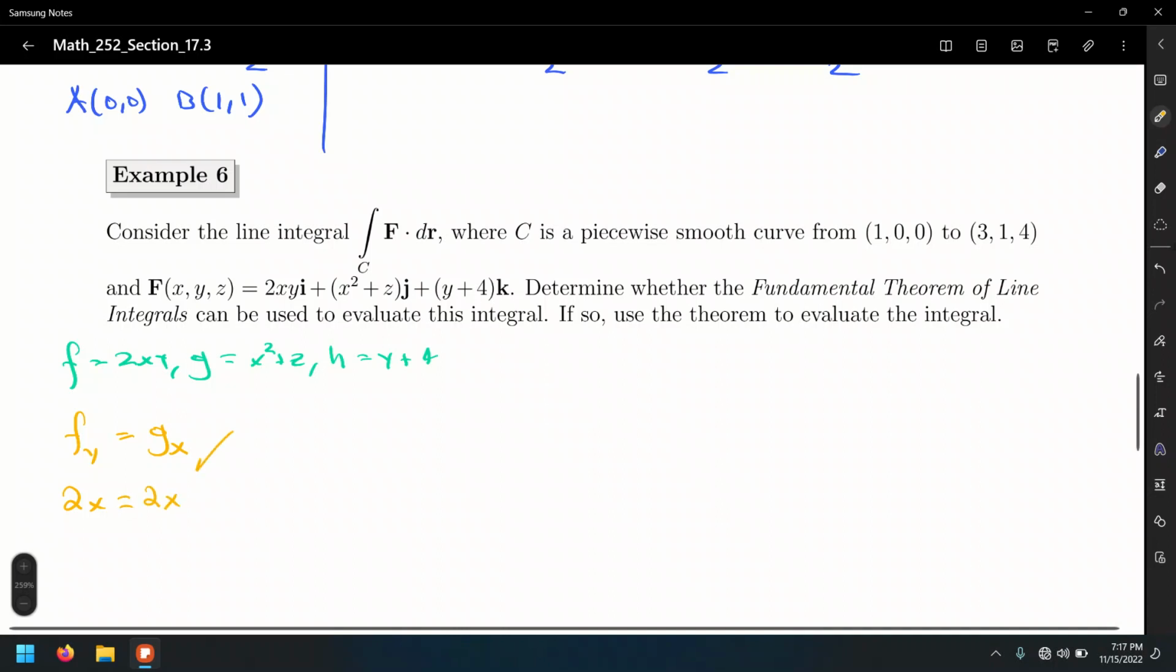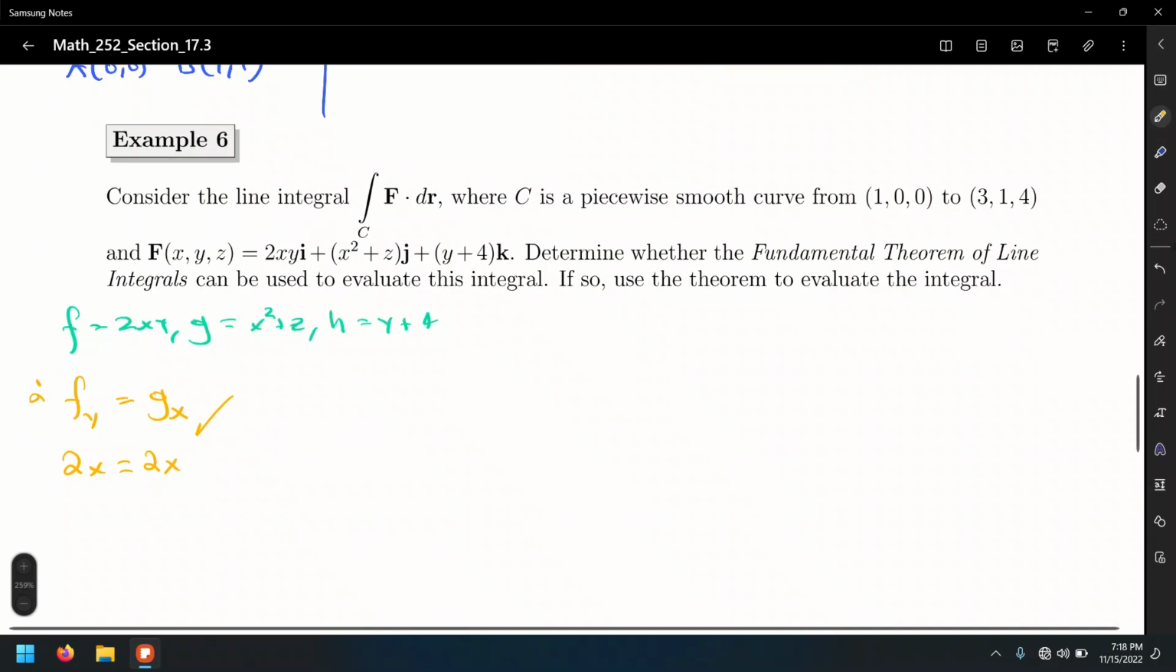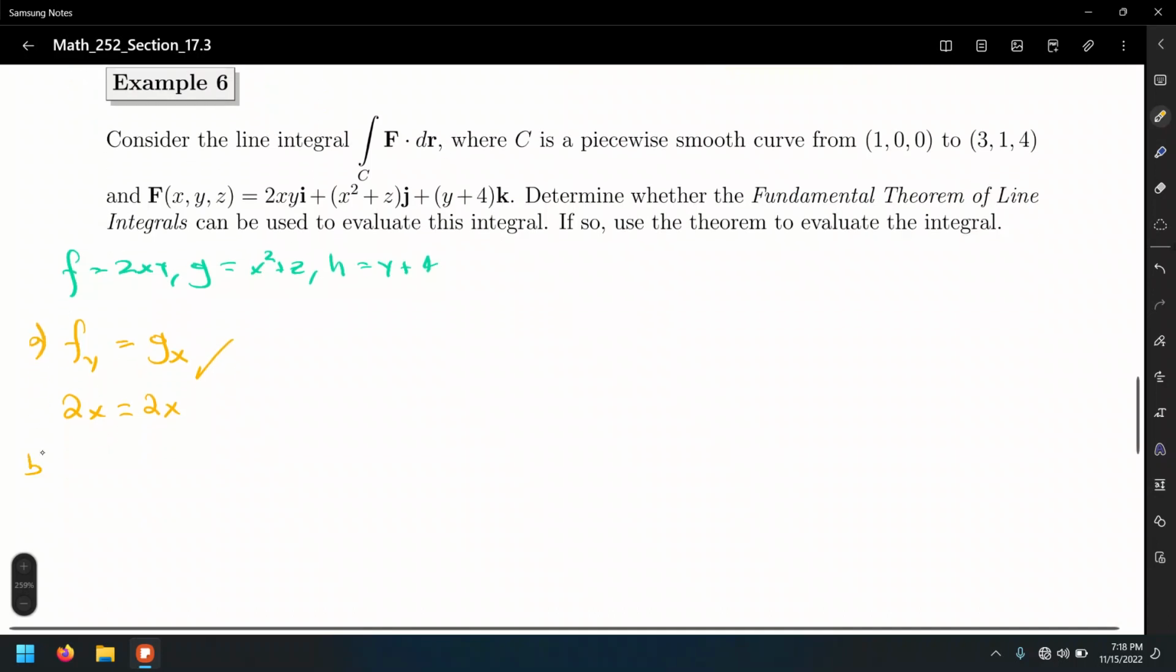However, we need to make sure about 3 conditions, not just 2 conditions, not just 1 condition. The second condition, well, I'm going to call this letter A. The B condition is that the partial derivative of f with respect to z equals the partial derivative of h with respect to x. Let's see if that is true.